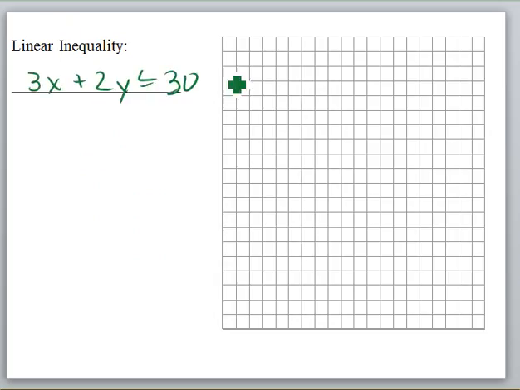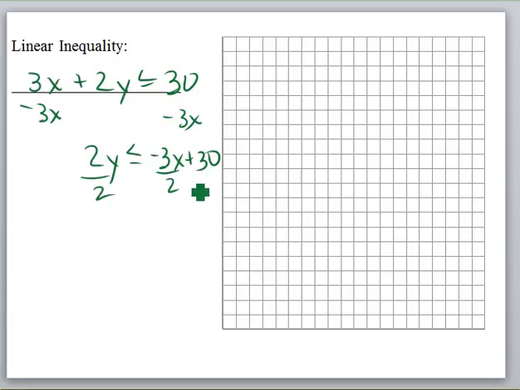equal to 30. I'm going to plot it on a graph so you can see the different situations that can happen. If I subtract 3x, I will get 2y is less than or equal to negative 3x plus 30. Divide by 2 on each term. I get y is less than or equal to negative 3/2 x plus 15.